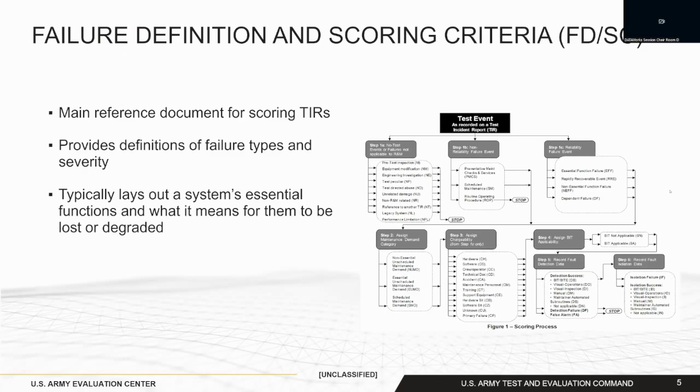But historically, these have been very detailed, tens to hundreds of pages long, detailing down to if a particular subsystem is unavailable for 15 seconds or more, then it's this kind of failure. If it's unavailable for less than 15 seconds, it's that kind of failure. Very, very detailed, very, very in-depth.